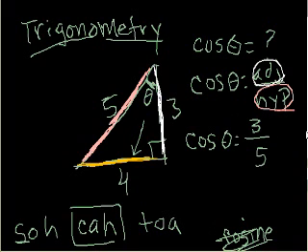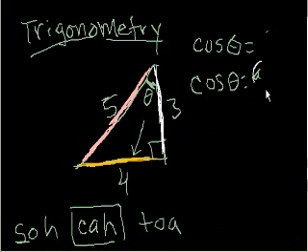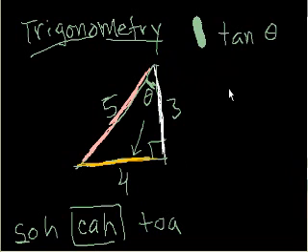Let's do another one. Okay, I don't want to erase the whole thing. I just want to erase part of the page because I want to keep using this triangle. Okay, one left, the TOA. So if you remember what I said a little while ago, well, we'll figure it out. But what is the, oh, look how big that is. What is the tan of theta, or the tangent of theta?